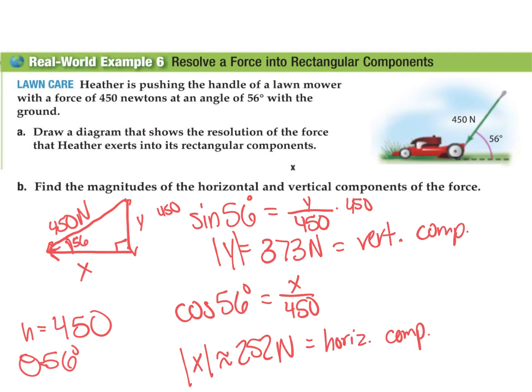Those are the magnitudes. So that is B. A was just the diagram, and B was the magnitudes. We just went and solved the triangle.